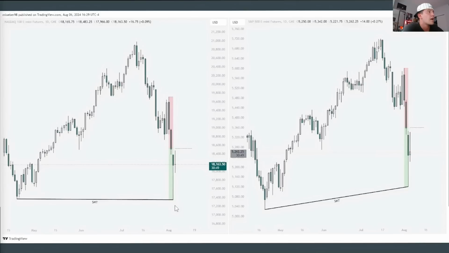So what I'm anticipating here on the NASDAQ and the S&P 500 is for it to draw back up into premium, because always remember this, you want to be buying in a discount and you want to be selling in a premium. So I want to be looking for longs back up into premium of the range.